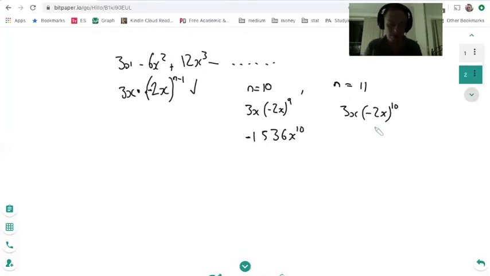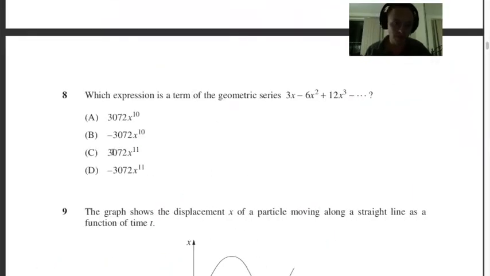Over here, I have 2 to the power of 10 times 3. I have 3072 x to the power of 11, and in this case, this is a positive. Let's have a look. I think this is the answer we're looking for. 3072 x to the power of 11, that is C. Question 8C.